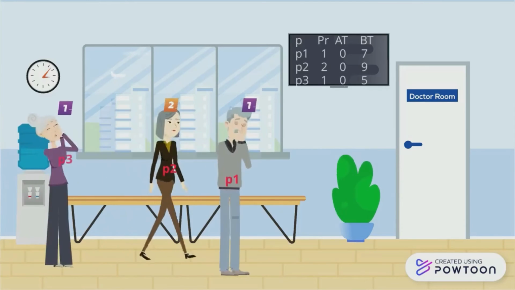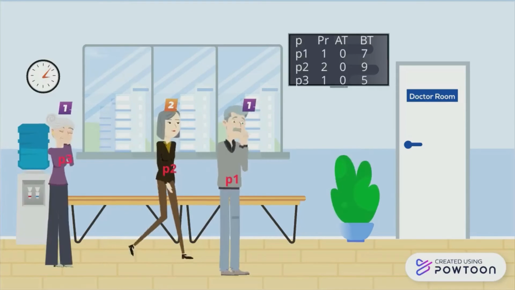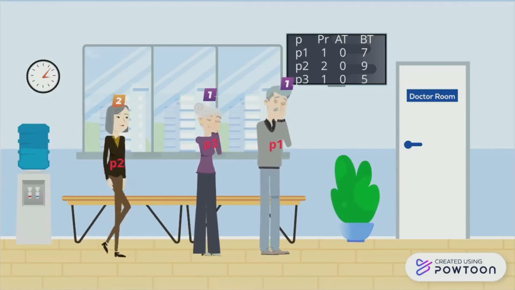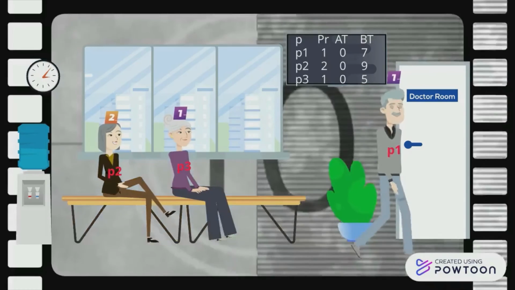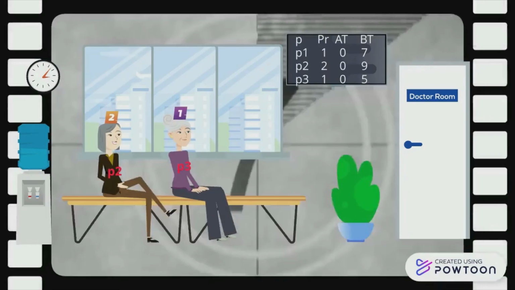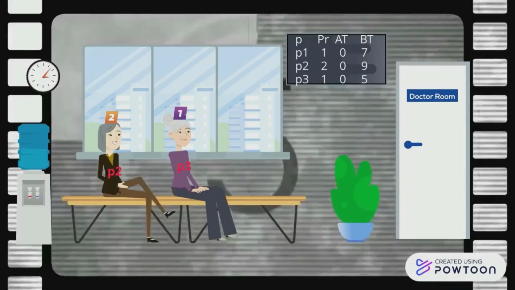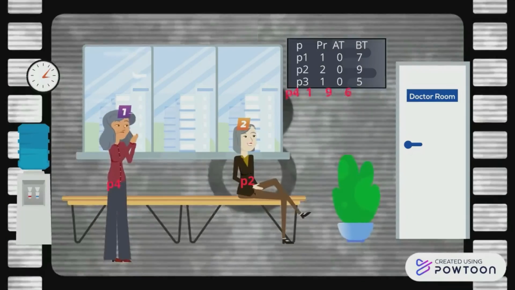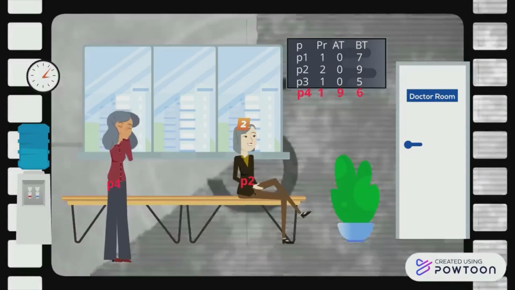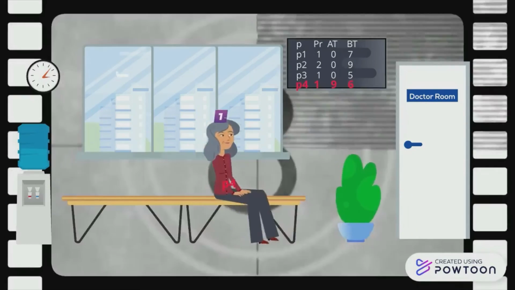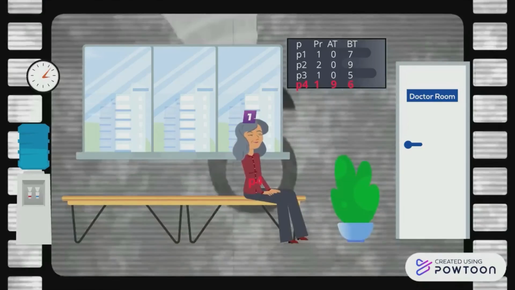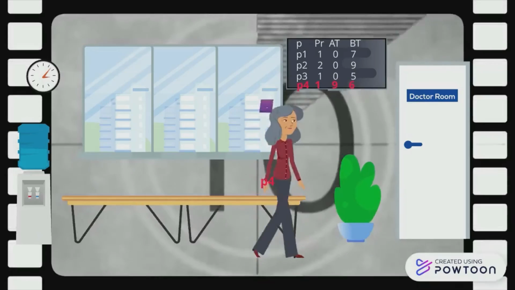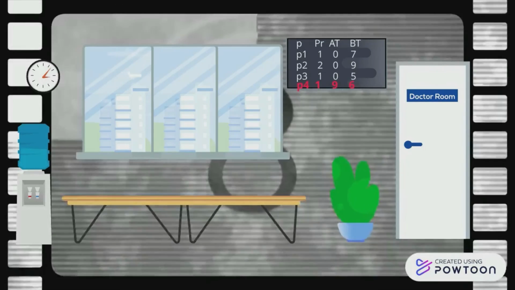P1, P2, P3 arrive at the same time. They switch position based on priority. P1 coming in, the burst time is 7 minutes. P3 coming in, burst time is 5 minutes. P4 arrived at 9 minutes. P2 coming in, burst time is 9 minutes. P4 coming in, burst time is 6 minutes.